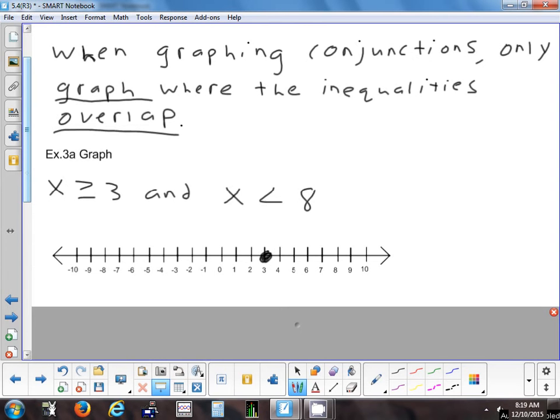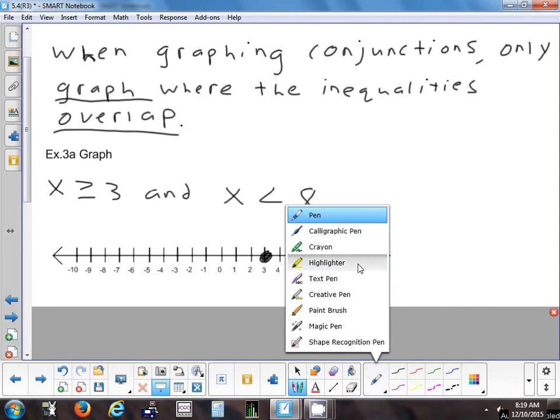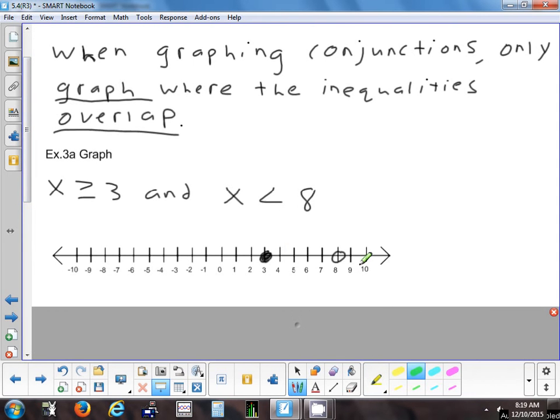Yep, closed circle, open circle, and Victor, I'm going to use my highlighter. What direction do I shade from the closed circle on 3? Right. Yep, I'm going to shade to the right. All right, and again, I'm going to erase some of this because I only want the overlap. And how about Alex? What direction do I shade from the open circle on 8? To the left.